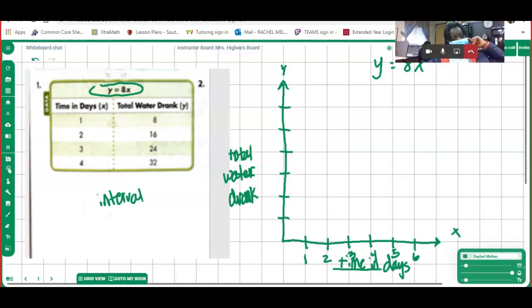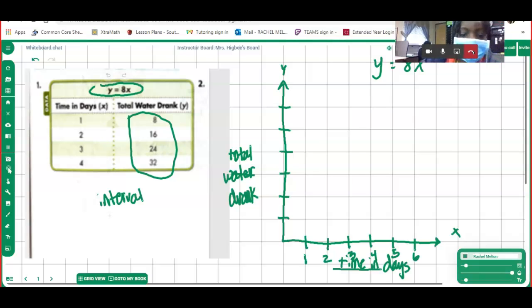Now this y-axis is going to be a little bit different. What's my highest number there? 32. But I definitely don't have 32 tick marks, do I? So I can't go by 1s for my y. What do you think I should go by? Would 2s work?